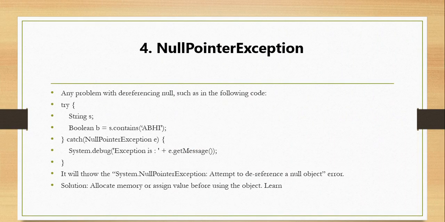Null pointer exception. Any problem with dereferencing null, such as in the following code: String s; Boolean b = s.contains('a'). If we catch the null pointer exception, it will throw System.NullPointerException: Attempt to de-reference a null object. So what is the solution to avoid the null pointer exception? Avoid null, or assign a value before using the object.